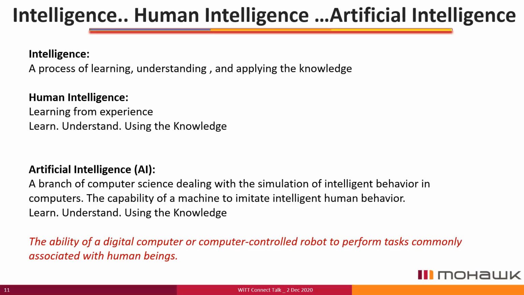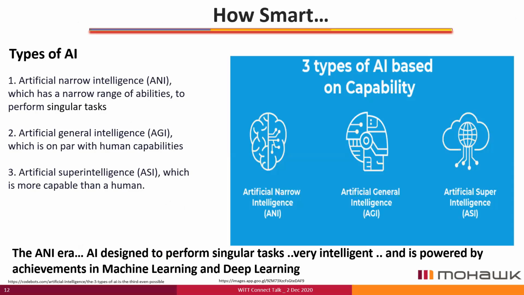But artificial intelligence is the capability of a machine to imitate intelligent human behavior through the process of learning, understanding, and using knowledge. And one of the most important processes is learning. Unless we learn, we cannot apply it. So how smart is AI, and how far has AI gone? To say that, we have to look into the three different types of AI out there: ANI, the artificial narrow intelligence; AGI, the artificial general intelligence; and ASI, the artificial super intelligence.